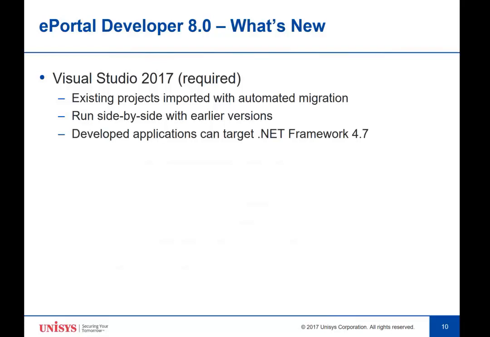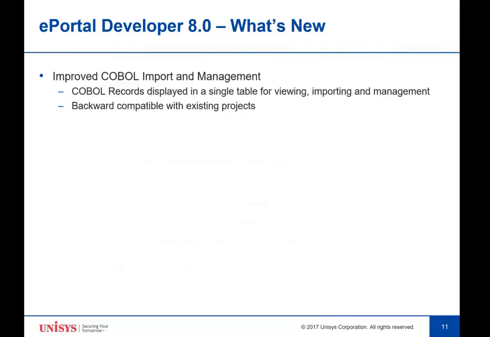The other feature we're delivering here is the ability to target the latest version from Microsoft of the .NET framework. So while you can still target older versions, if you want to take advantage of a specific feature or capability that's being delivered only in the .NET Framework 4.7, you can do that now simply by configuring your project to target that version.